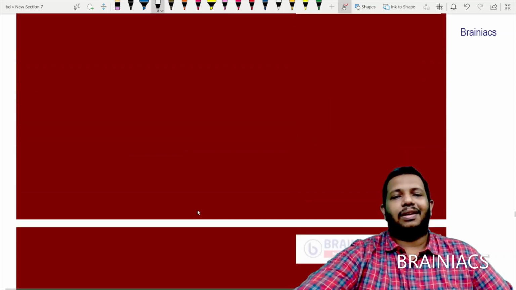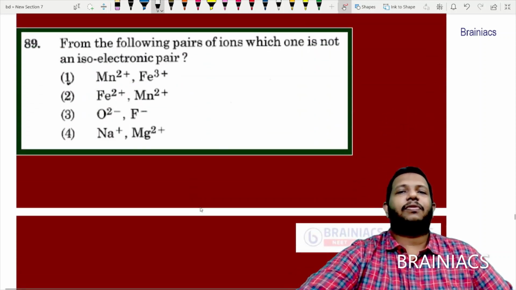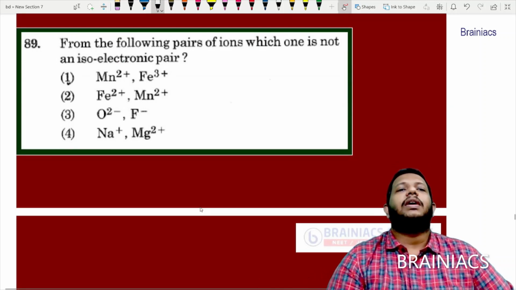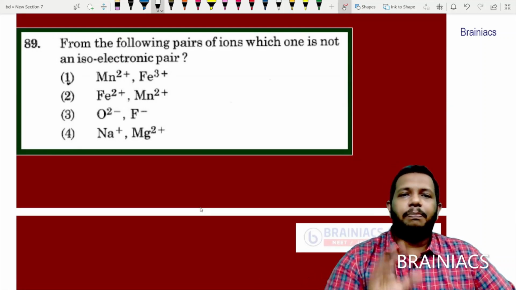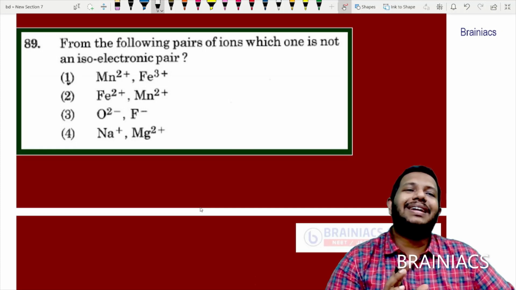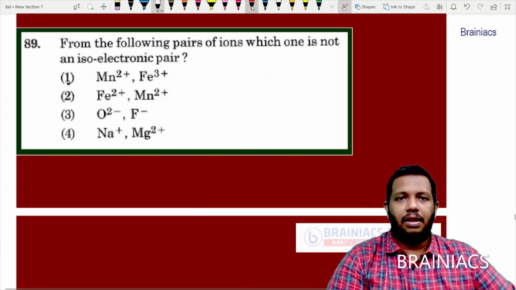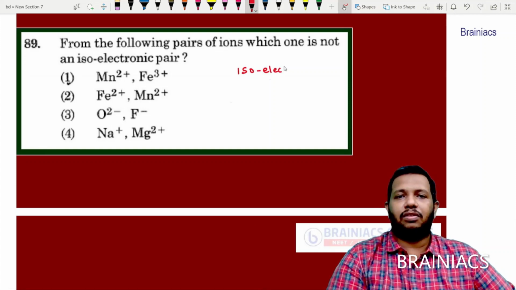Easy question. Now let's go to the next question from the chapter Atomic Structure. The question is, from the following pairs of ions, which one is not an isoelectronic species? We have learned this many times. Isoelectronic species means what? Isoelectronic means they have the same number of electrons.